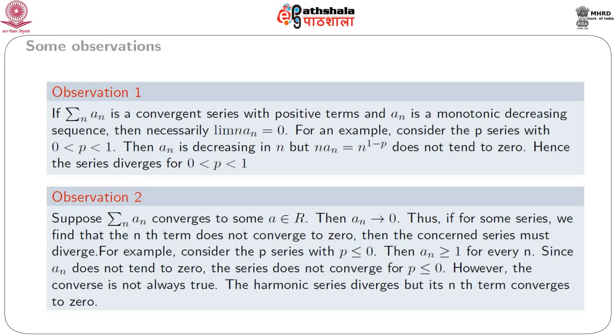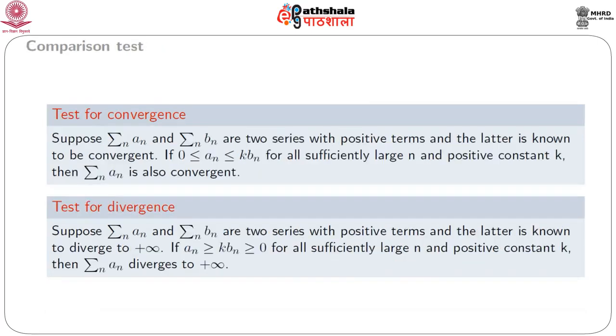So next, let us consider another useful test for convergence. This is known as the comparison test. So first we shall discuss the test for convergence. Suppose summation an and summation bn are two series with positive terms and the latter is known to be convergent. If 0 is less than or equal to an, which is less than or equal to k times bn for all sufficiently large n and positive constant k, then the series with an is also convergent.